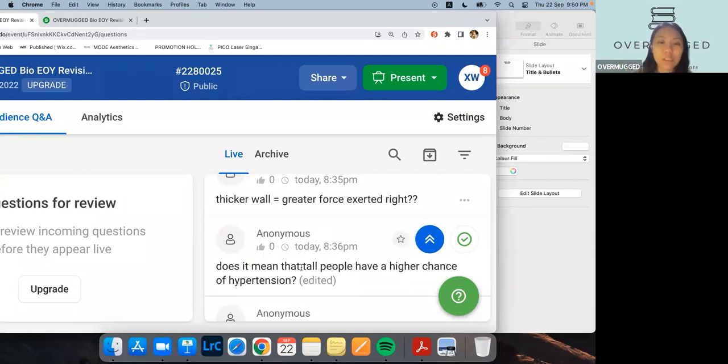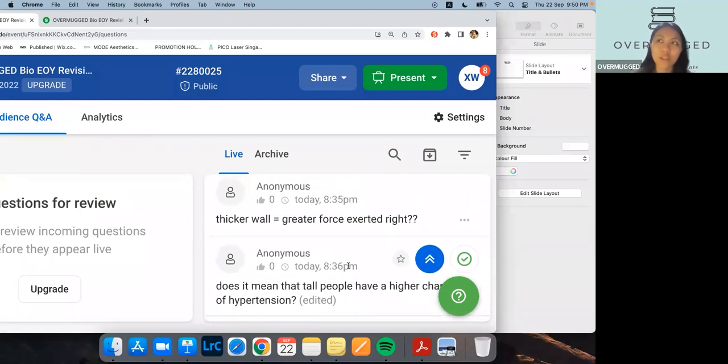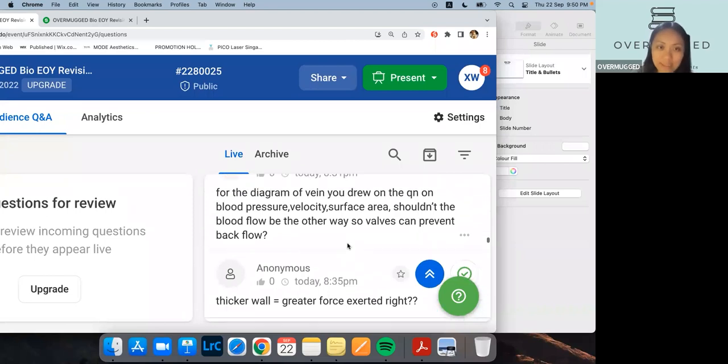Latest. Does it mean that tall people have a higher chance of hypertension? Not really. It's just that the heart needs to contract harder. But hypertension is general high blood pressure, which I don't think means that tall people have a higher chance. Thicker wall equals greater force exerted, right? Yes, you are correct.